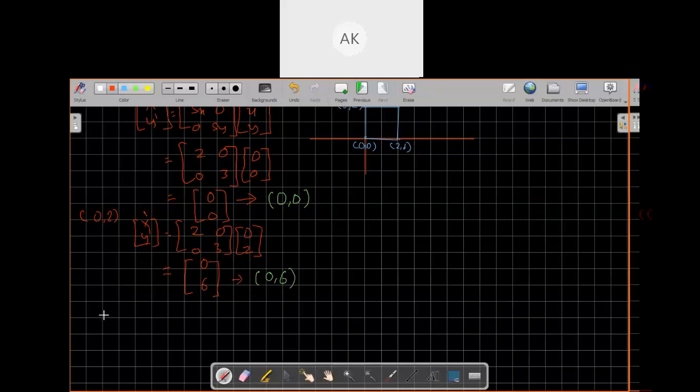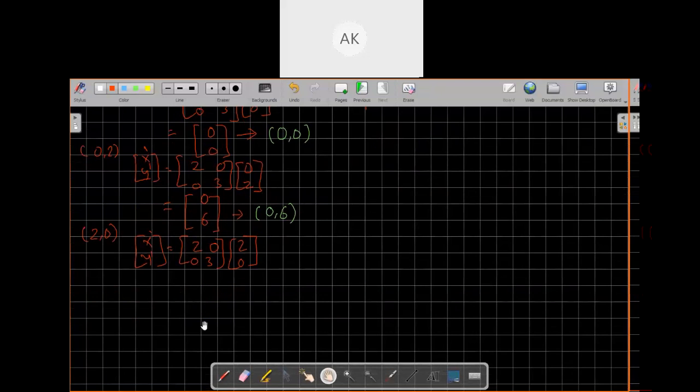Let's do this for the point 0 2. x dash y dash, the new position, equals sx 2, sy 3 into our current point, which is 0 2. Let's simplify this: 2 into 0 plus 0 into 2 is 0, and 0 into 0 plus 3 into 2 is 6. So after scaling you will get 0 6.